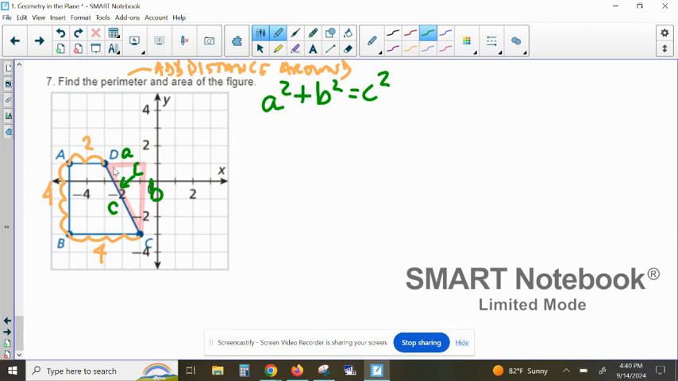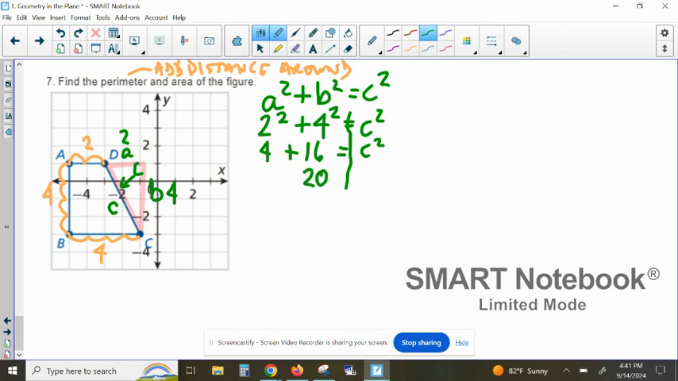So I need the length of A, and this is straight across, so I can count bubbles. That's 1 bubble, 2 bubbles. So that's 2 squared plus my B. Oopsie, just drag with me. My B is 1, 2, 3, 4 bubbles up. So my B is 4. Don't forget your squareds. Okay, just do a little math here. That's 2 times 2 is 4. 4 times 4 is 16. And C squared. 4 plus 16 gives you 20. C squared. Remember our very last step, to undo that squared, we have to square root.